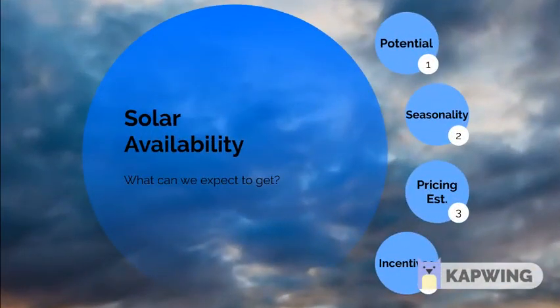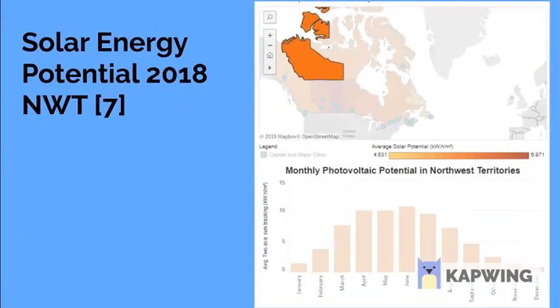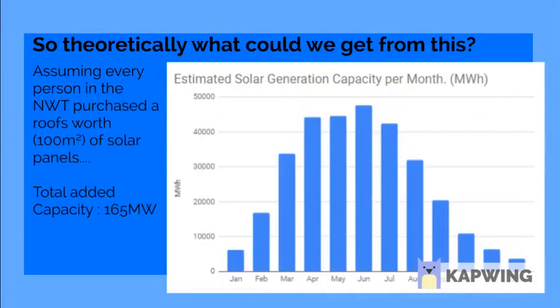So let's see what's available for solar energy in the Northwest Territories. From the National Energy Board, we get the monthly photovoltaic potential in the Northwest Territories. So let's do a little experiment. What will happen if we vastly increase the solar capacity within the system? Let's say that every single person purchases enough solar panels to cover a roof. Doing this adds about 165 megawatts of capacity to the system throughout the year.